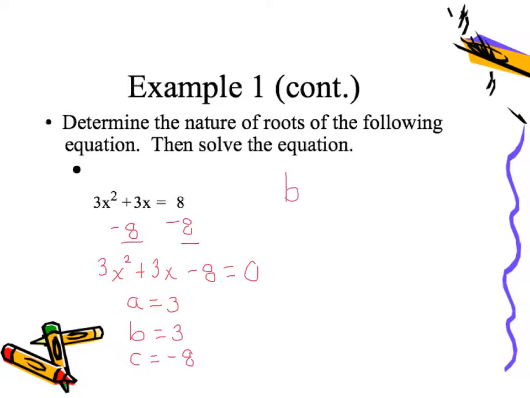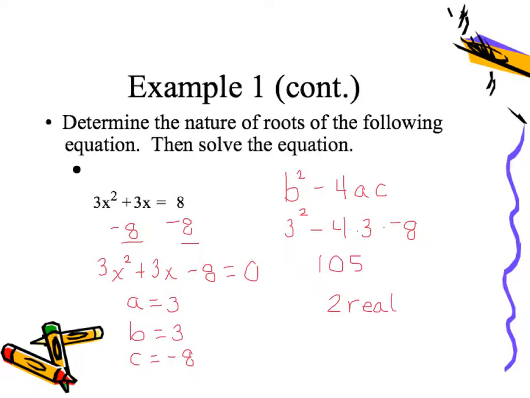To determine the nature of the roots, we need to take b squared minus 4ac, our discriminant: 3 squared minus 4 times 3 times negative 8. If we just type that in from left to right as it is, that would be 105. Once again, it is a positive number, which means that we will have two real solutions. So that is determining the nature of the roots.